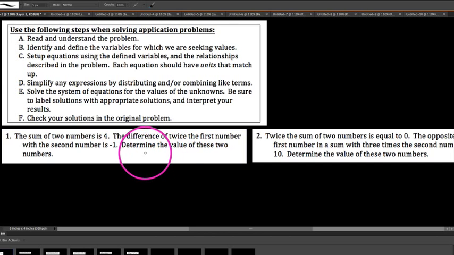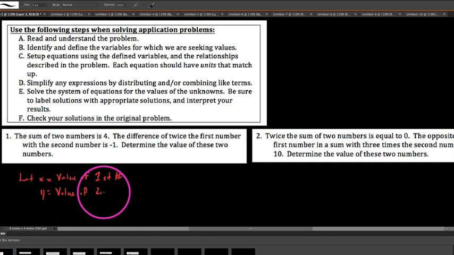And so when you want to define your variables, the very first thing I'm going to mention is that you should always, always, always look for what it is that you're trying to find, because that's what we're going to allow our variables to equal. So for instance here, we're going to say let x equal and let y equal. And since we had two numbers, I'm just going to say the value of the first number here. And then we're going to say this is the value of the second number here.